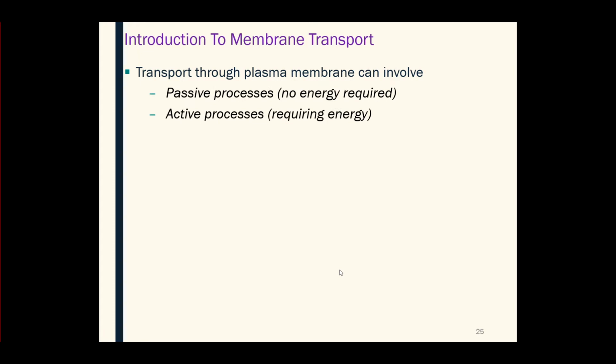One other thing before we look at diffusion specifically, energy. Sometimes movement across the cell membrane does not require energy. We say that is a passive type of transport, right? Passive process. No energy is required. Other times we need to expend energy like ATP to move something, say, against its concentration gradient. We'll talk about that in a little bit. That's an active process where we have to spend energy.